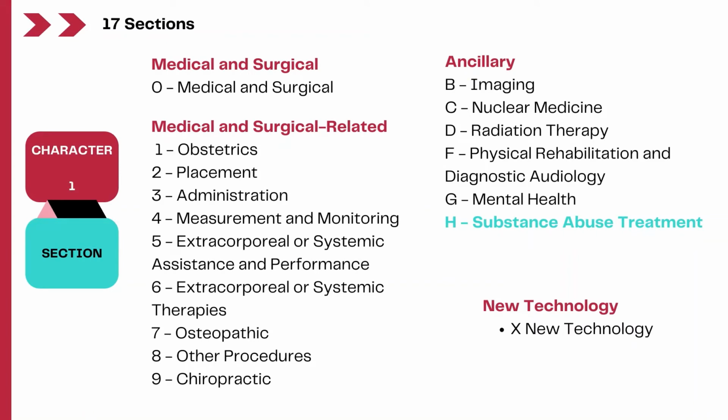These are the 17 sections in the PCS, and today we are talking about the substance abuse treatment section. This section represents procedures such as detoxification services, individual and group counseling services, individual psychotherapies, family counseling, medication management, and pharmacotherapies.